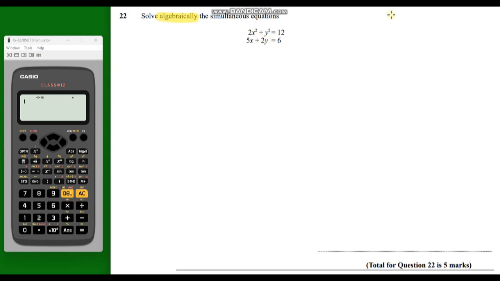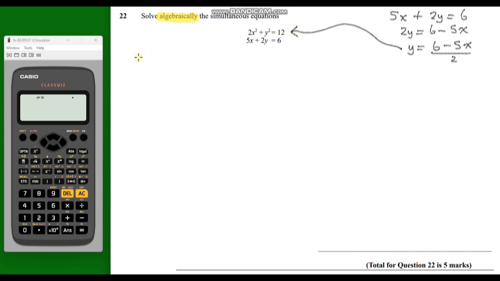Let me just write it up here. We've got 5x plus 2y is equal to 6. So to get y on its own, first of all, I'm going to subtract 5x from both sides. So I'll be left with 2y is equal to 6 minus 5x. And now I can divide both sides by 2. I get y is equal to (6 minus 5x) all over 2. So now we've got y on its own, we can substitute that into our quadratic equation.